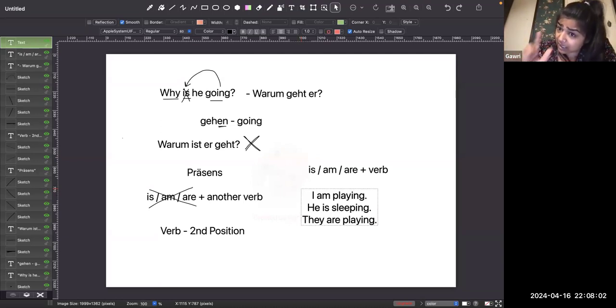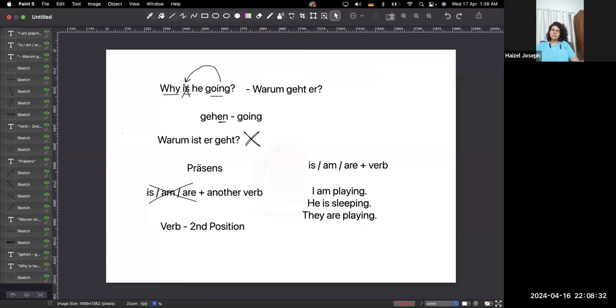But in German, this rule is very different. Whenever you see that in the sentence is, am, are is also coming and another verb is also coming, then as a rule, you have to remove is, am, are from the sentence. Is, am, are cannot be used with another verb in German. If is, am, are is also coming, another verb is also coming, then remove is, am, are. And whatever is the verb in the sentence, bring that to the second position.